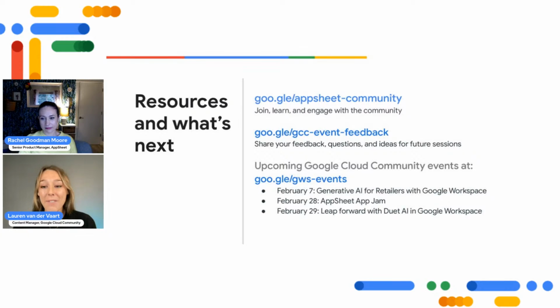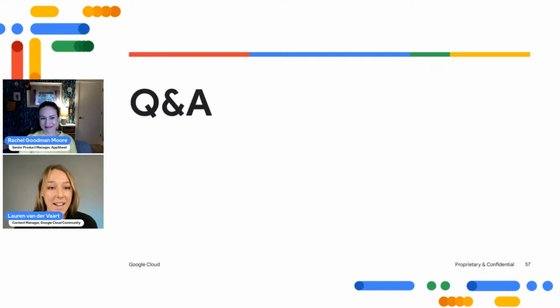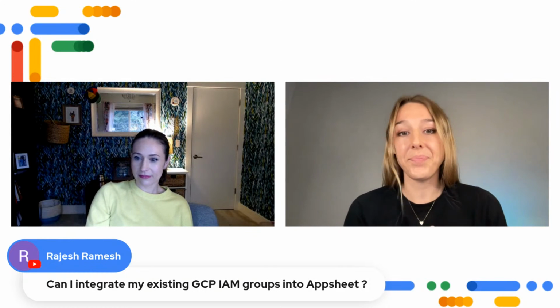Okay, I know we have a lot of questions coming in, so let's dive right on in. Okay. So our first question that we will pull is, can you integrate my existing Google Cloud IAM groups into AppSheet?